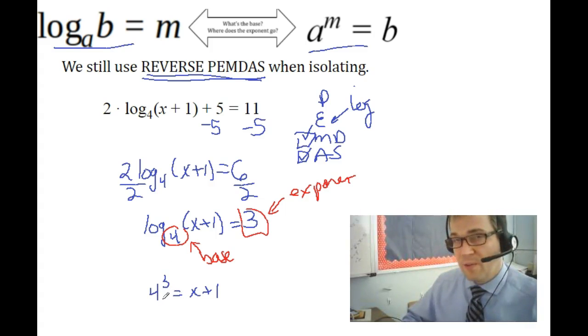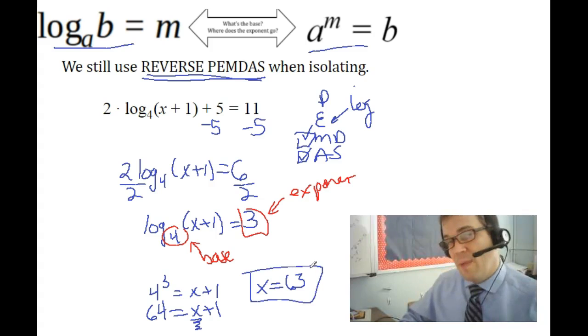4 to the third power is 4 times 4 times 4. That makes 64. That would equal x plus 1. And now to get x by itself, I would subtract 1 from both sides, getting x equals 63 as my final answer. So 90% of this is stuff you guys have been doing since Algebra 1.